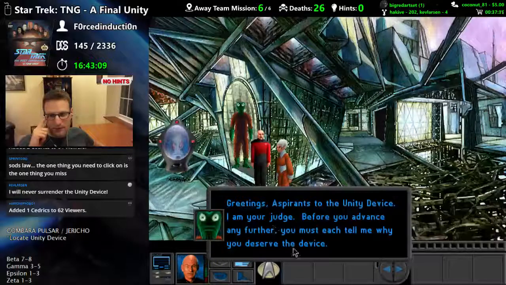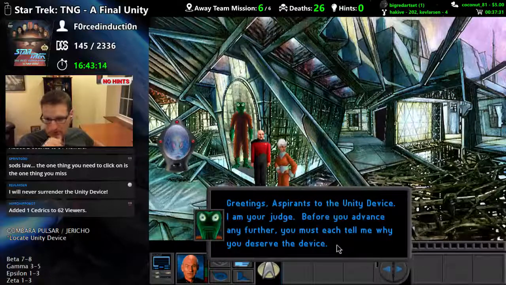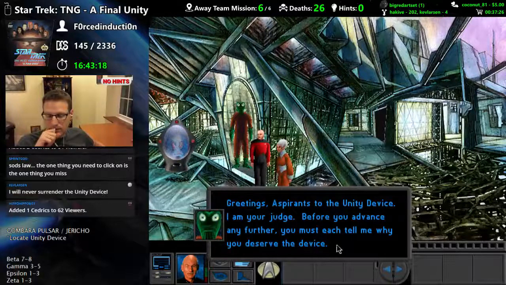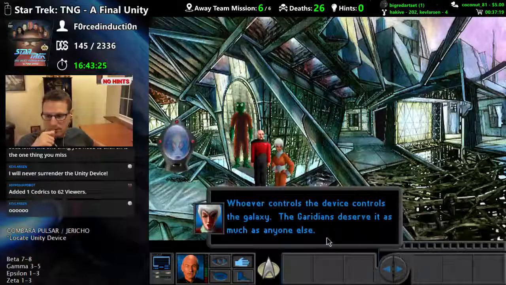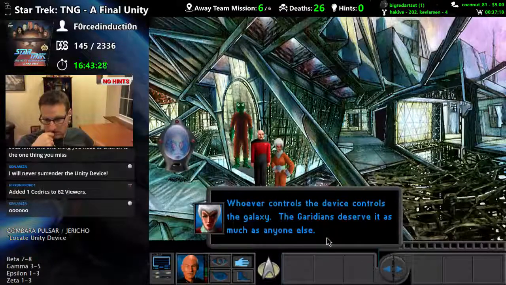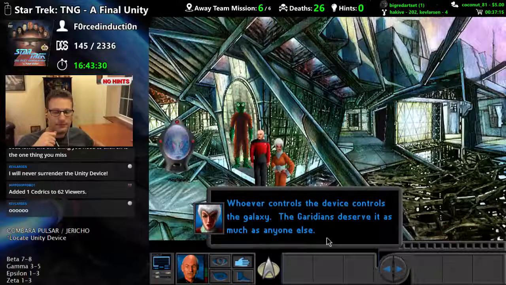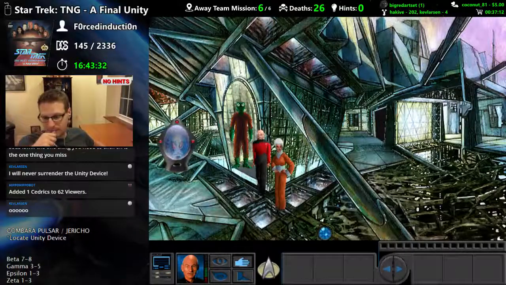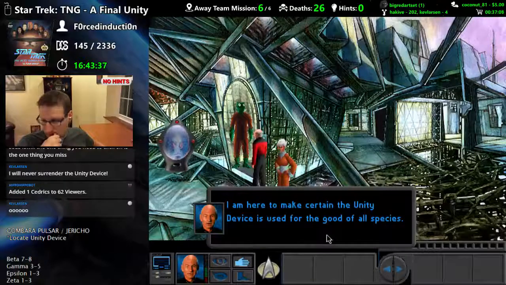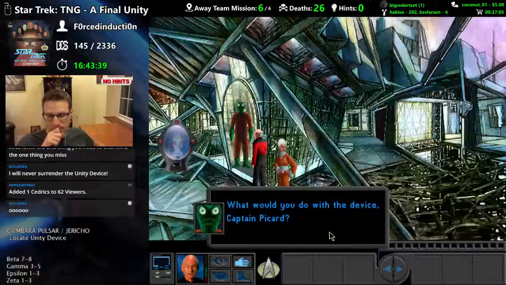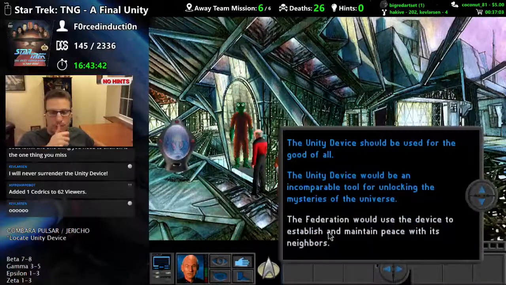The Frogman. Greetings, aspirants to the Unity device. I am your judge. Before you advance any further, you must each tell me why you deserve the device. The Unity device was created by the Chodak. It is our birthright. Whoever controls the device controls the galaxy. The Garidians deserve it as much as anyone else. But not more. I am here to make certain the Unity device is used for the good of all species. What would you do with the device, Captain Picard? How do you know our name?